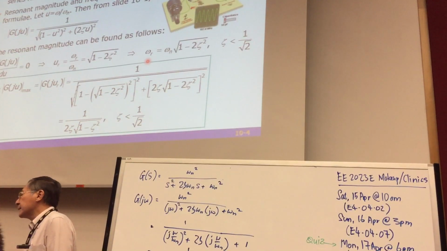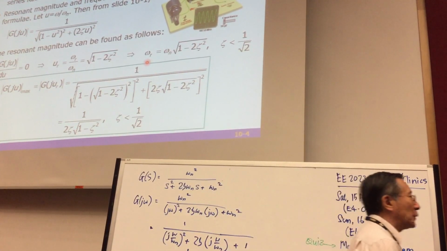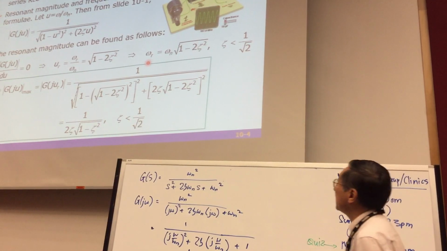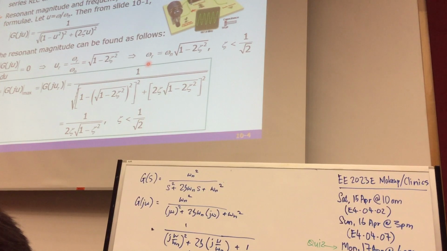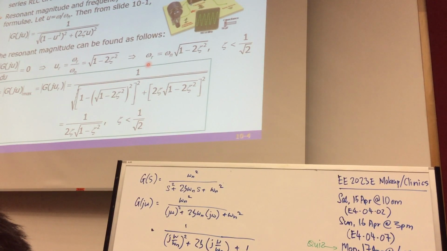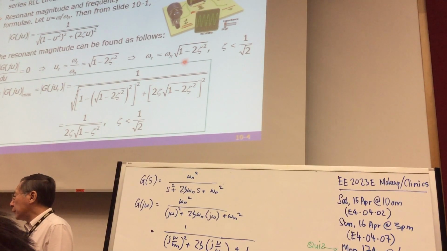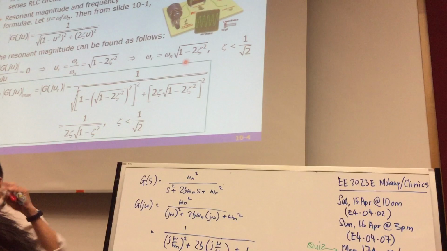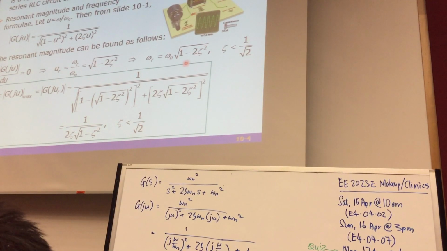And so the resonance frequency, in that case, is given by omega n square root of 1 minus 2 zeta squared. That's your resonance frequency. That's why I said the resonance frequency is not omega n. Now for this to be true, obviously the thing inside the square root must be positive. You cannot have an imaginary frequency.